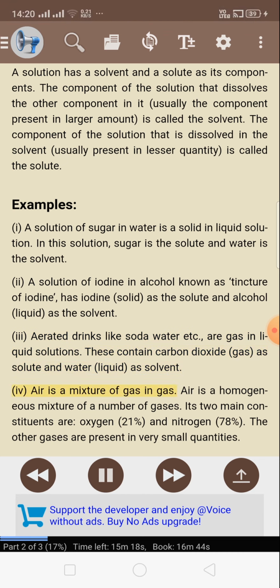IV. Air is a mixture of gas and gas. Air is a homogeneous mixture of a number of gases. Its two main constituents are oxygen, 21%, and nitrogen, 78%. The other gases are present in very small quantities.